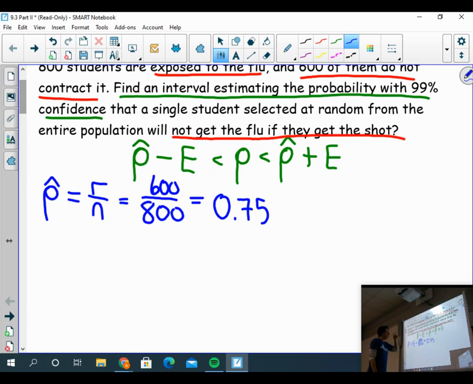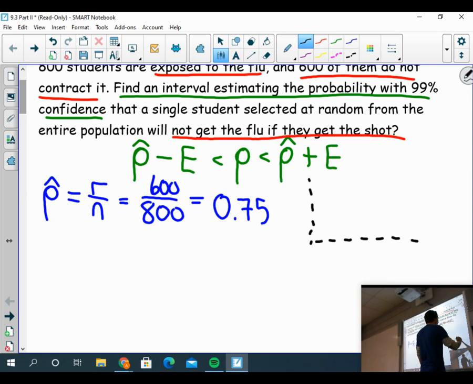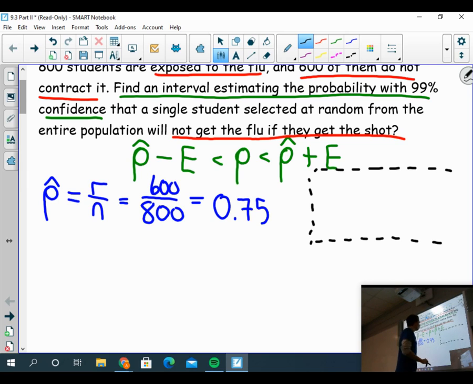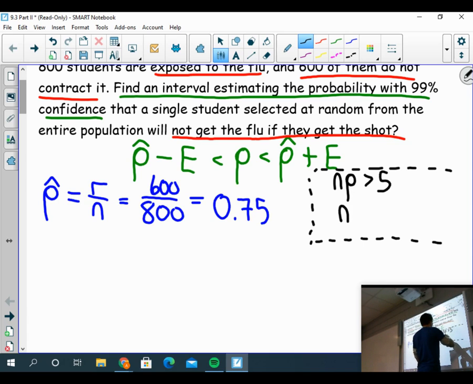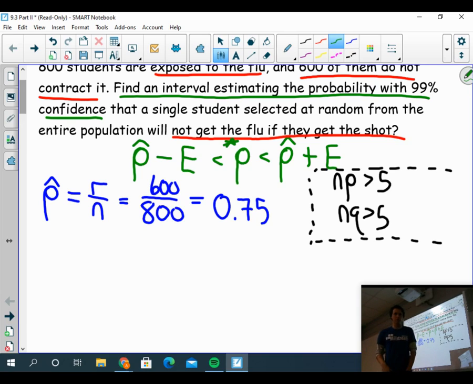Well, now at this point, now that I know P hat, I have to calculate some error. But before we can do this, we've got to make sure we can even solve the problem. Right? Because the normal approximation for our distribution of sample proportions cannot be used if n times p is not greater than 5 and n times q is not greater than 5. And if you've been paying attention closely, this might puzzle you because we don't know p and q. In fact, p is what we're trying to estimate. So how do we check that n times p and n times q are greater than 5?